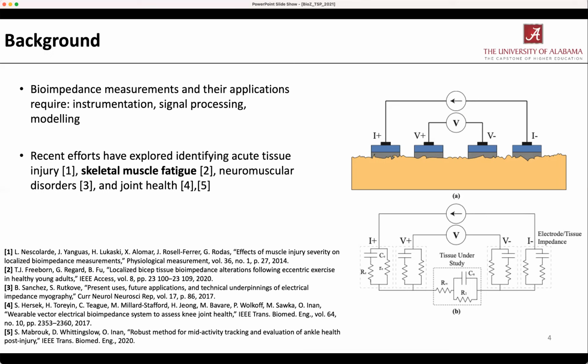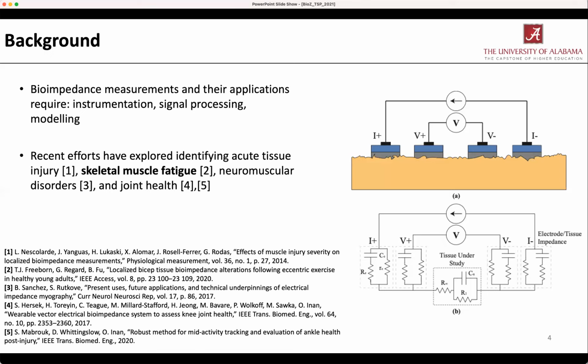So beyond my own work, there are also other groups around the world doing amazing work in this field. They're exploring areas like tissue injury. I've bolded skeletal muscle fatigue because that's where much of my research has been focused the last few years. But there is amazing work being done on the application of bioimpedance to identify and characterize neuromuscular disorders. Seward Rutkove and Benjamin Sanchez are doing fantastic work in that area. We have the exploration of joint health, knee and ankle joint health, being done out of Georgia Tech and Dr. Einen's work. I recommend diving into their work if you're interested in learning more as you listen to this talk today.